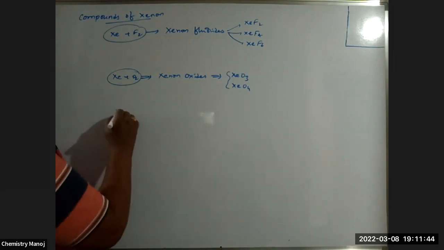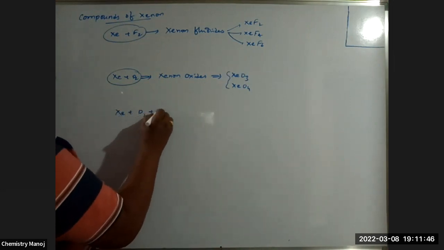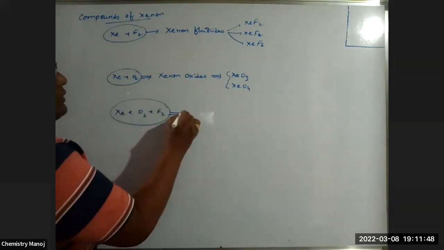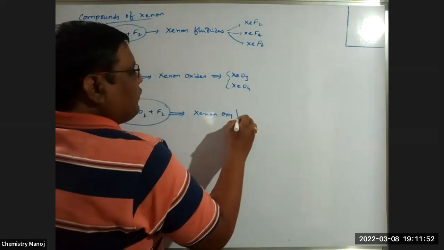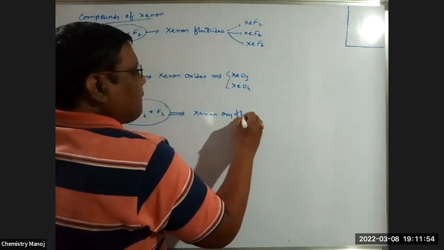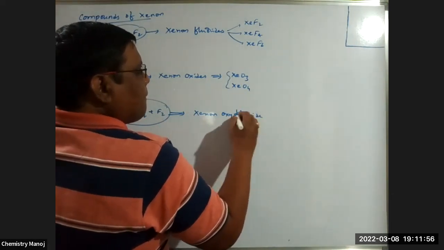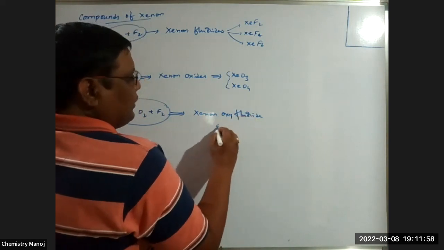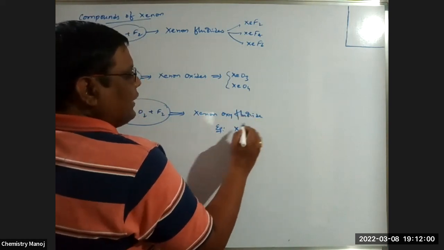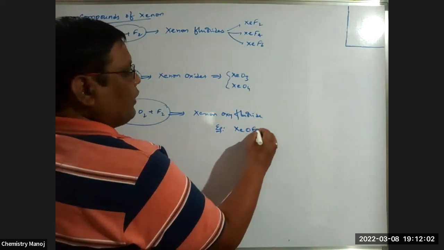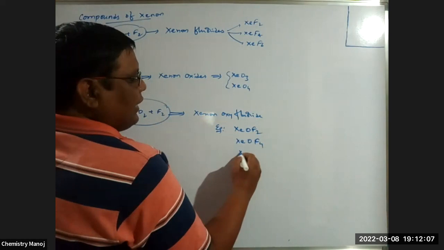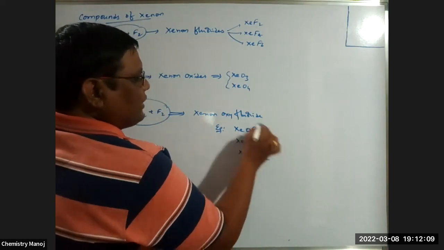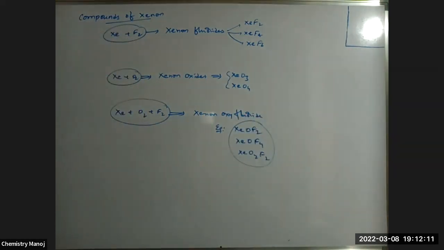Next, xenon with oxygen and fluorine, new compounds are formed. These are nothing but xenon oxyfluorides. Some examples: XeOF2, XeOF4, XeO2F2, like that. These are nothing but xenon oxyfluorides.